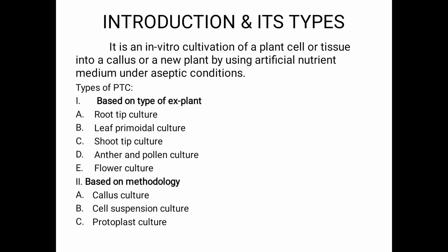So it's an in vitro technique in which we are going to use a plant cell or else a tissue, and we are going to develop that cell or tissue into a callus or a new plant by using artificial nutrient medium. So we are going to take a plant cell, keep it in a nutrient medium under aseptic conditions, so that the cell will get converted into a callus or else a new plant. Fine.